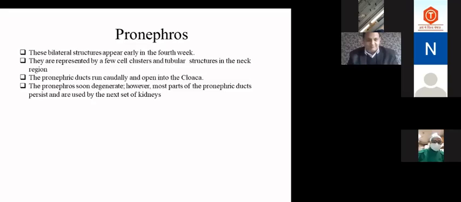The pronephros is a bilateral structure that appears early in the fourth week. It is represented by a few cell clusters and tubular structures in the neck region. The pronephric ducts run caudally and open into the cloaca. The pronephros soon degenerates; however, most parts of the pronephric ducts persist and are used by the next set of kidneys.